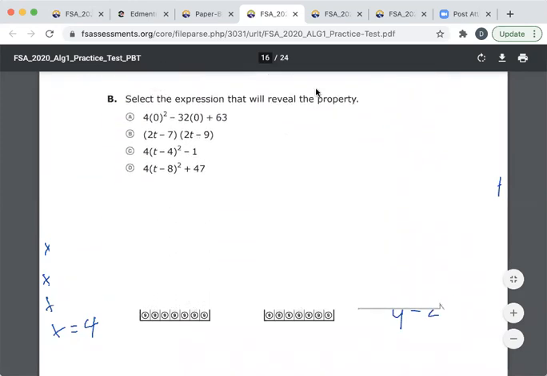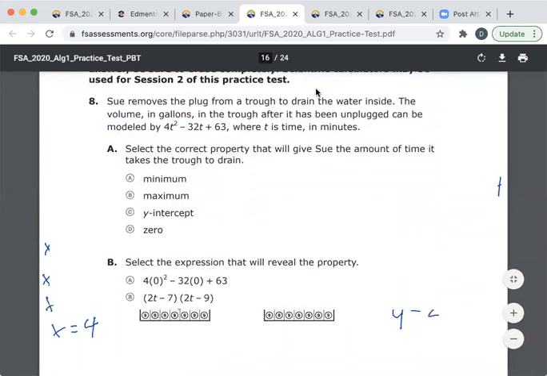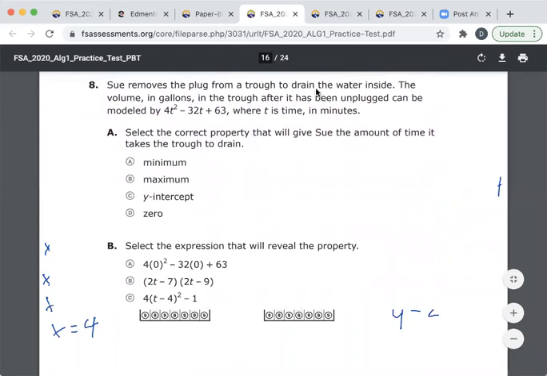Okay, so for number 8, we're answering two parts, A and B. And it says Sue removes the plug from a trough to drain the water inside. The volume in gallons in the trough after it has been unplugged can be modeled by 4t squared minus 32t plus 63, where t is time in minutes. And it says select the correct property that will give Sue the amount of time it takes the trough to drain.